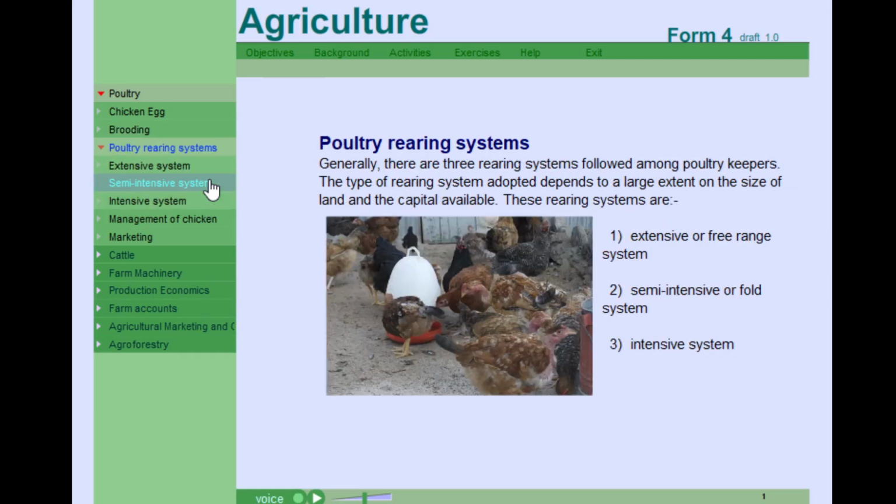Poultry rearing systems. Generally, there are 3 rearing systems followed among poultry keepers. The type of rearing system adopted depends to a large extent on the size of land and the capital available. These rearing systems are extensive or free-range system, semi-intensive or fold system, and intensive system.